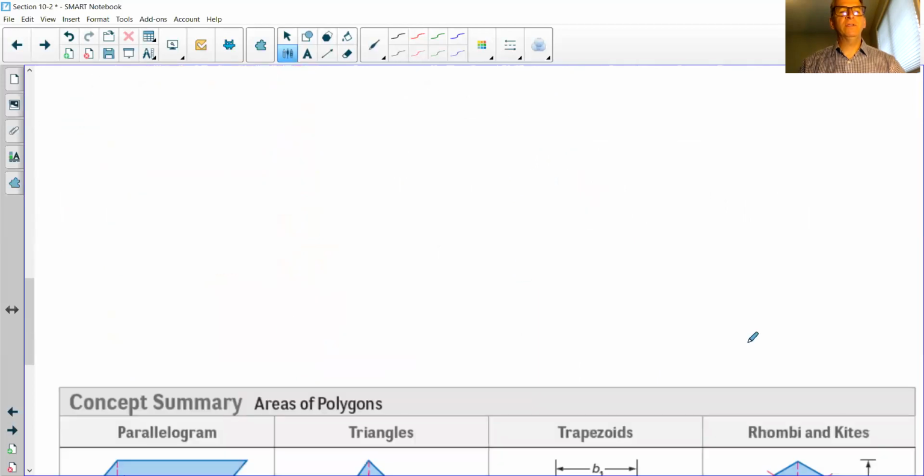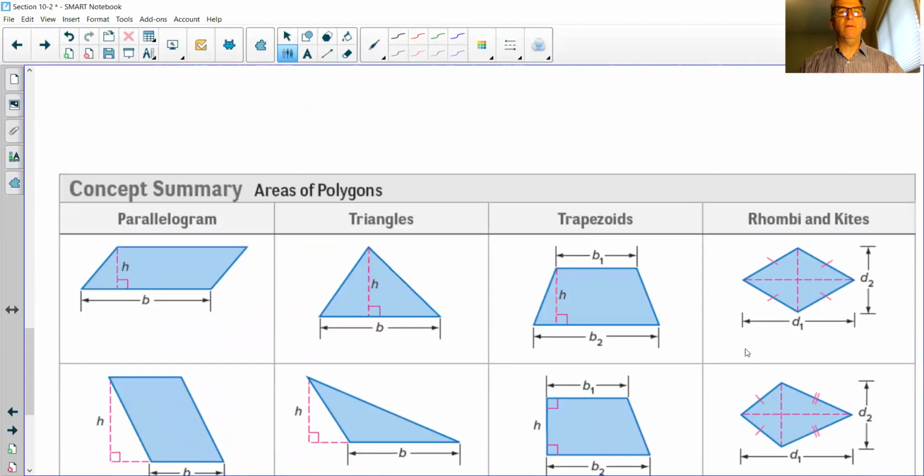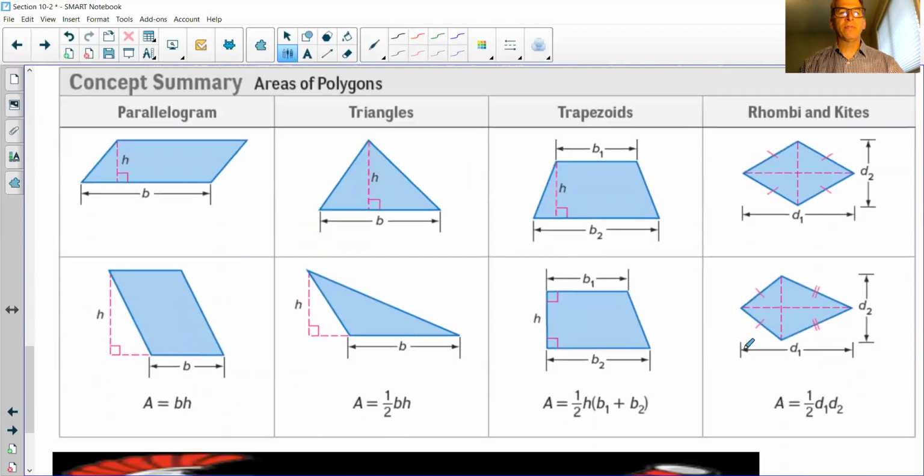And take a look at the notes today, because on the bottom of the notes, we'll have a nice little concept summary. It's got the parallelogram, the triangles, the trapezoids, and rhombi and kites, and all of the relationships that we've covered the last couple days. Okay, area is base times height, and area is 1/2 times base times height, and the trapezoid and the rhombi we covered today.